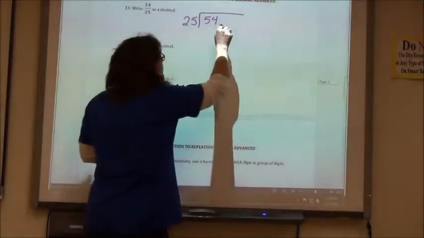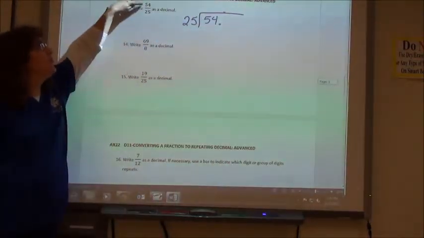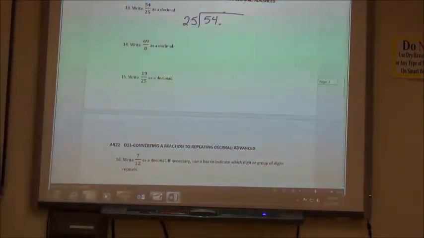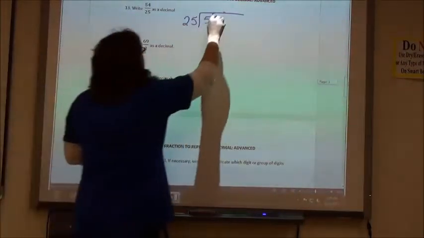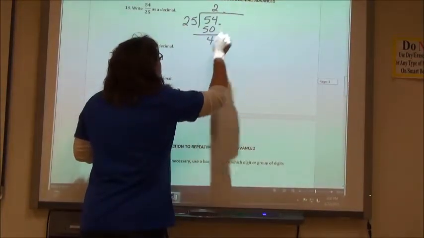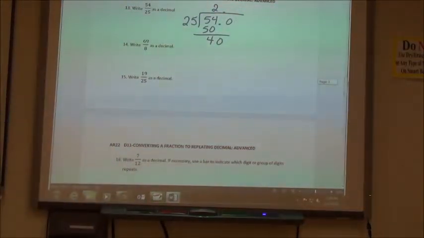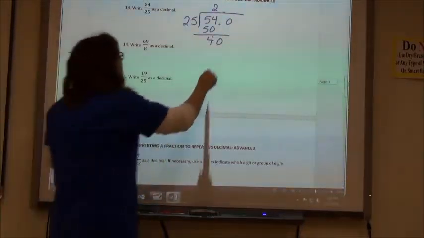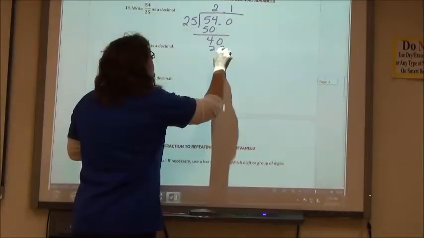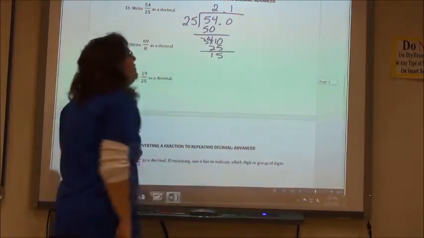So that means our decimal's right behind the 54. We know there's going to be a number in front of the decimal because 54 is bigger than 25, right? 25 goes into 54 2 times. 2 times 25 is 50. I bring down my 4 and then I add that 0 and bring it down and take 25 into 40. 25 goes into 40 1 time. 1 times 25 is 25. I then have to subtract, and I get 15.